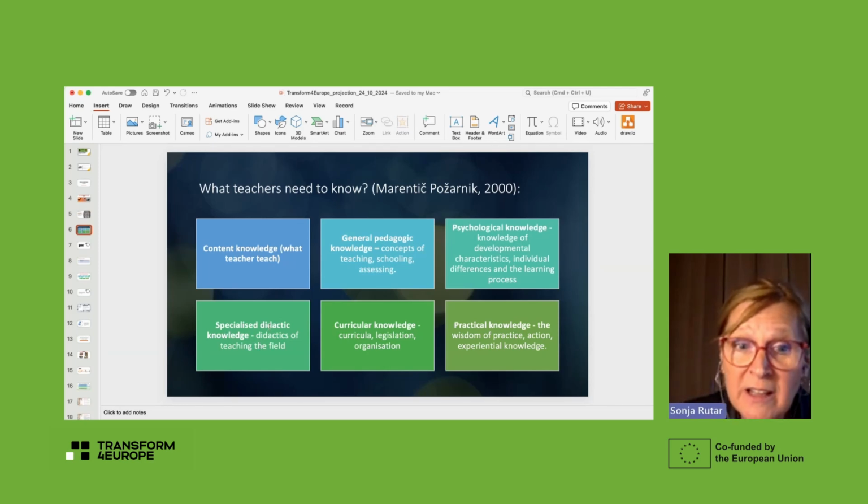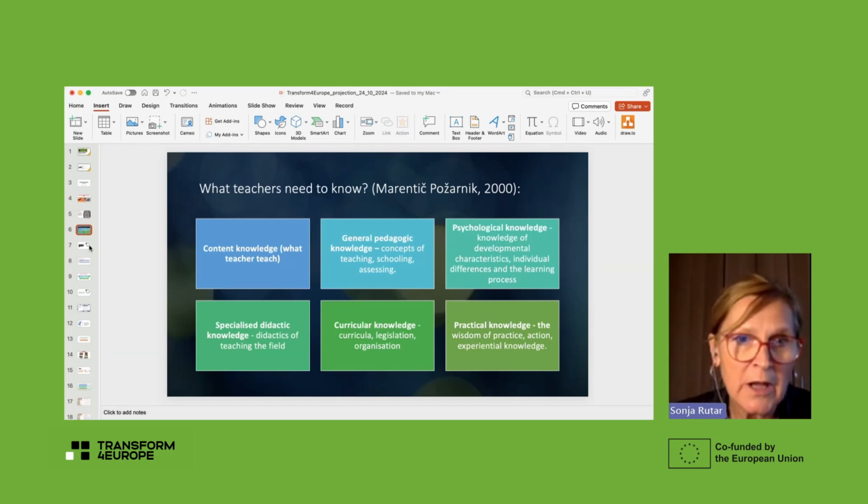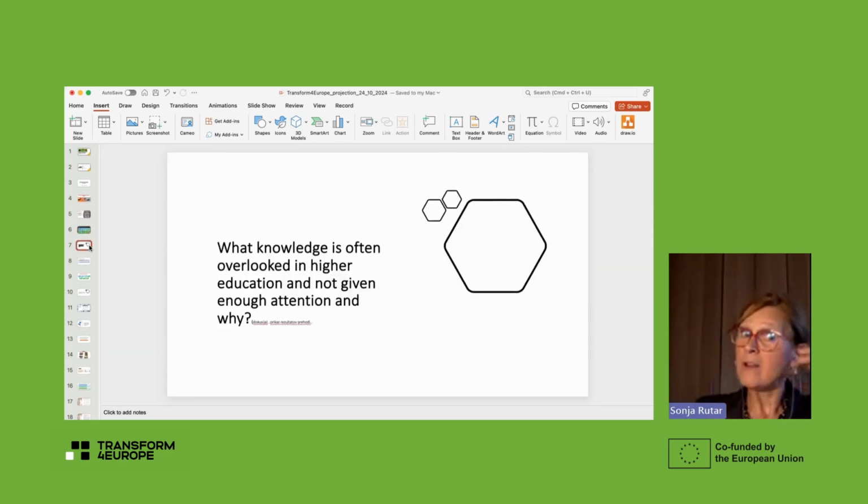That's why specialized didactic knowledge, how we teach some fields, is very important in a way, and curricular knowledge about curricula, legislation, organization, and practical knowledge, which develops during our work. So what knowledge is often, for your understanding, overlooked in higher education and not given enough attention?